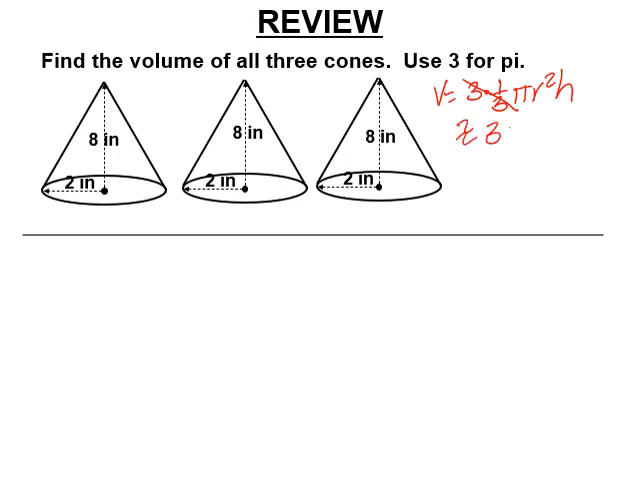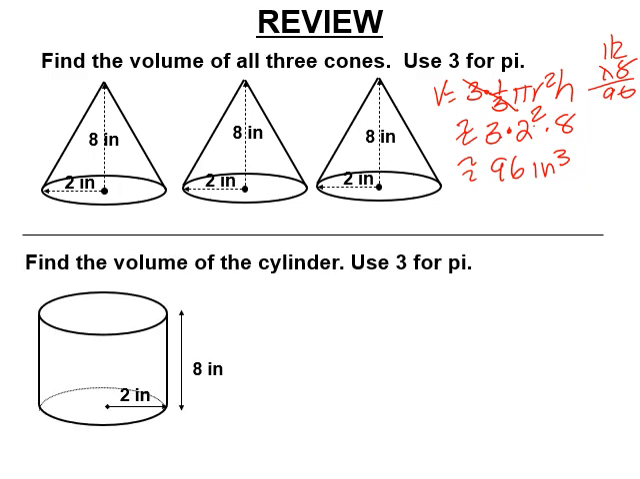So pi is 3, r squared, r is 2. We square it and get 4. The height is 8. So 2 squared is 4. 3 times 4 is 12. 12 times 8 you should have memorized, but it is 96 cubic inches.